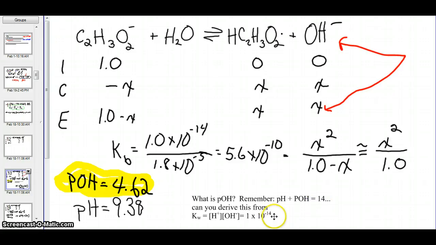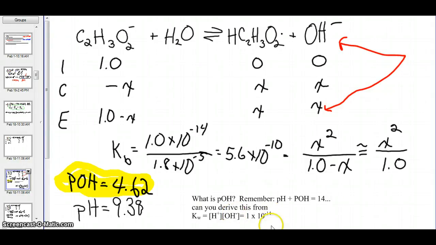Could you figure that out by looking at this equation? Think about that. What is pOH? Well, isn't that the negative log of the OH? Try taking the negative log of both sides of this equation mathematically. You could pause it and do it if you wanted to.